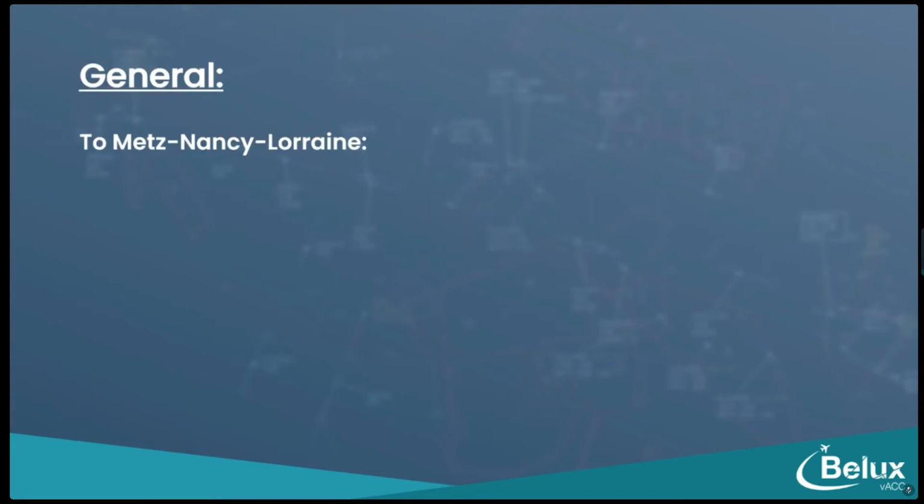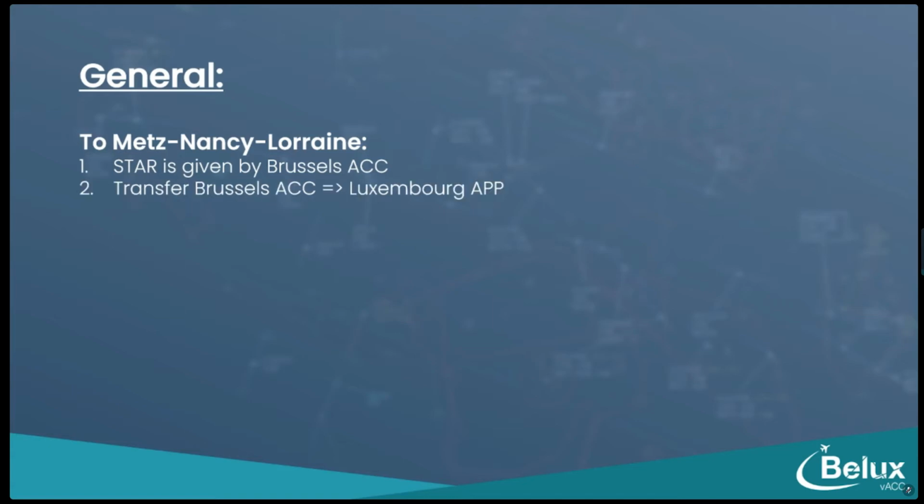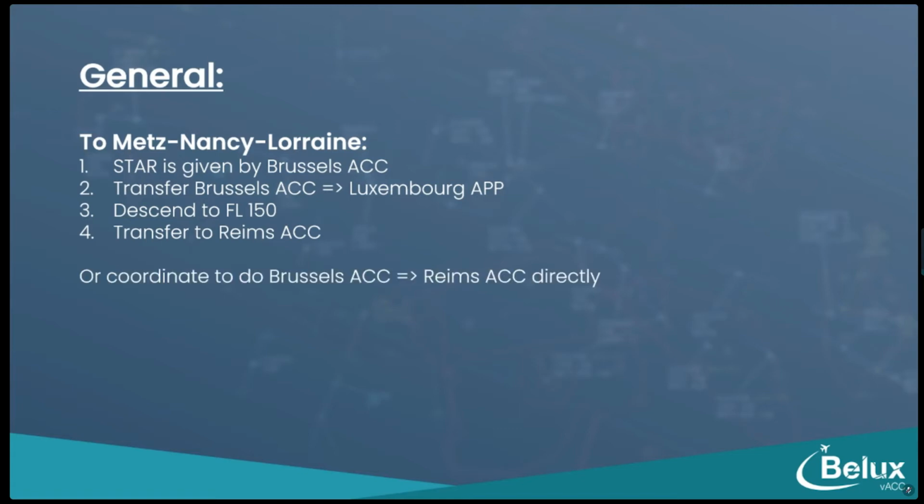From time to time, you will have some overflights in Luxembourg, mainly to Metz, Nancy, Lorraine, for example. And these are actually executed the following way. The star is given by Brussels control. Then Brussels transfers it to Luxembourg approach. You, as Luxembourg approach, just descend them to flight level 150. Make sure they don't conflict with anything else, but normally that won't be the case. And you transfer it back to Reims ACC.